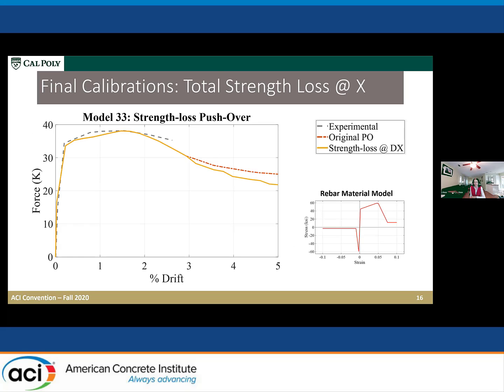They had a couple of other parameters they wanted to investigate, one of them being modifying the value for strength loss at dx. And so the original pushover you can see in this red dotted line, and the strength loss at dx is yellow. This was not applicable because we only see a difference at 3% and above in terms of drift, and that's an unreasonably large deformation that industry practitioners would not really be interested in. And so the recommendation here is that you do not need to consider a modification on the total strength loss at dx.